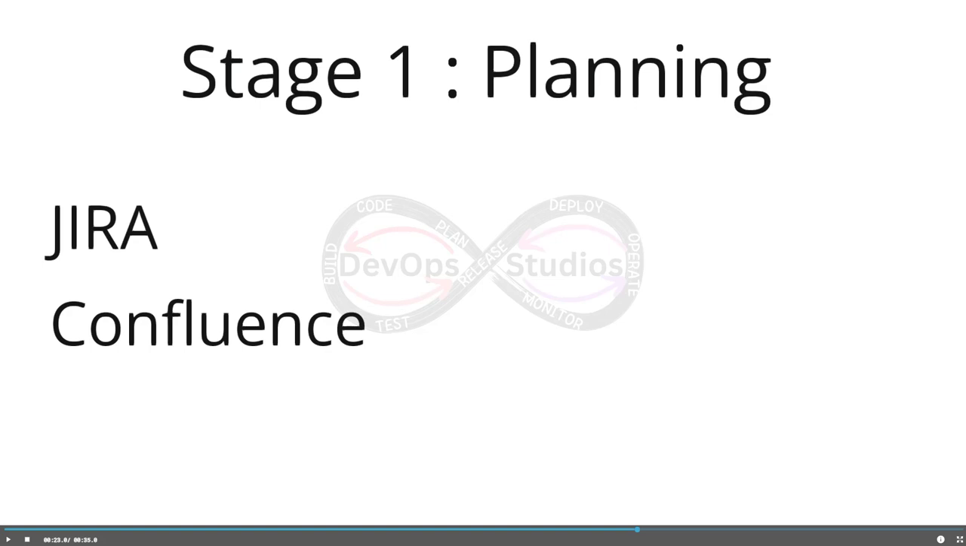So what is Jira? Jira is a project management and issue tracking tool developed by Atlassian, and it is used for tracking bugs, planning sprints, managing tasks, and maintaining agile workflows. So why do we use Jira in DevOps? For streamlining issue tracking, to organize tasks, bugs, and features effectively. For that we use Jira.